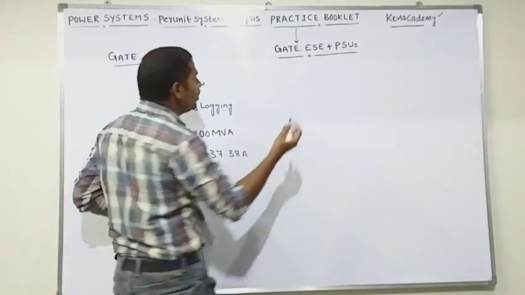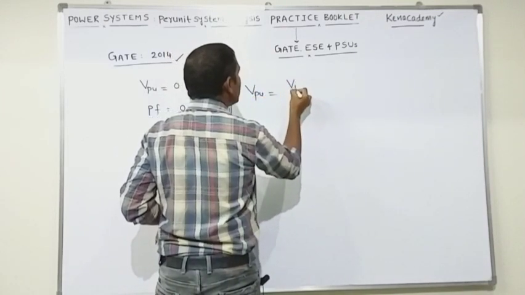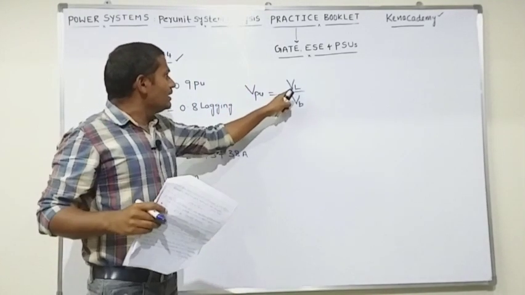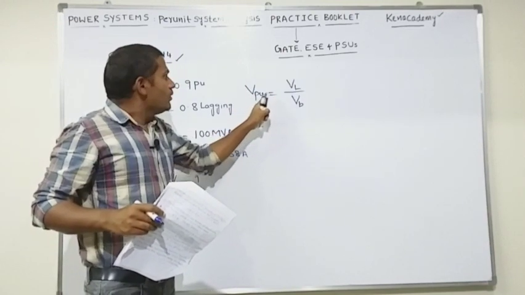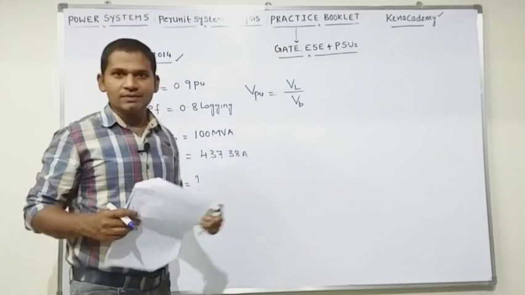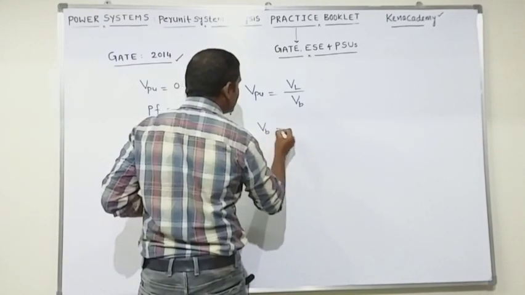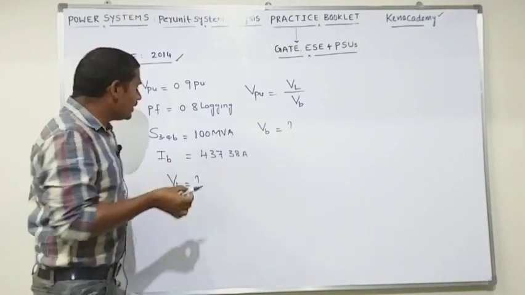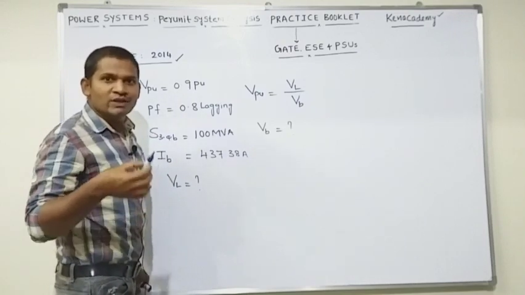Given is the per unit voltage, and you want to find the actual voltage. Tell the students, how do we define per unit voltage? V per unit equals V actual, that is VL, divided by V base. If you want to find the line voltage using the per unit voltage, first you need to find V base. For that, base power you know, base current you know. Then how to find the base voltage?